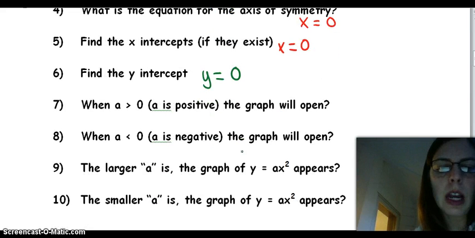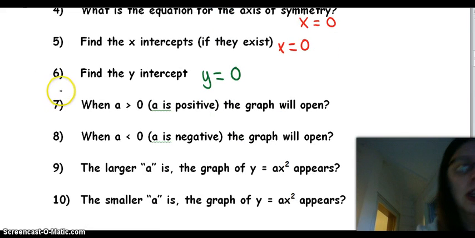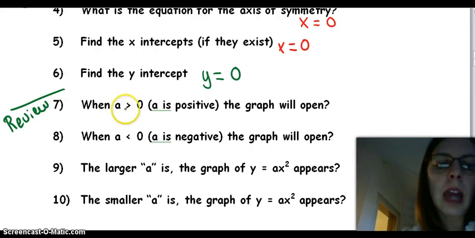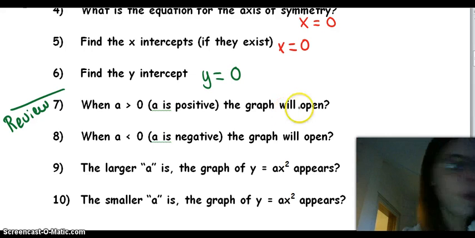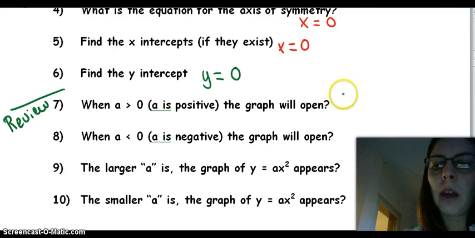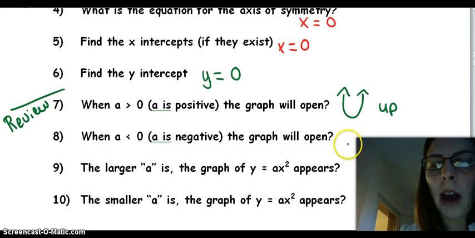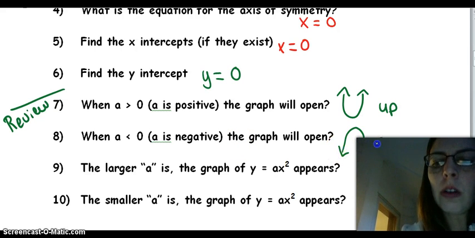So 7, 8, 9, and 10, this is review from class the other day. So when a is greater than 0, a is positive, the graph will open, and we know that it opens up. When a is less than 0 and a is negative, the graph will then open down.